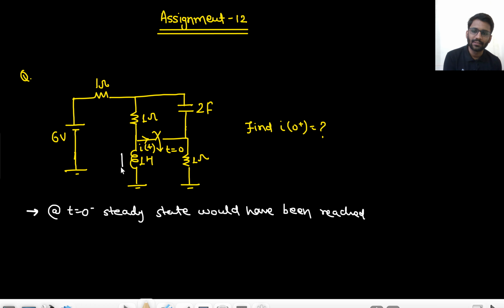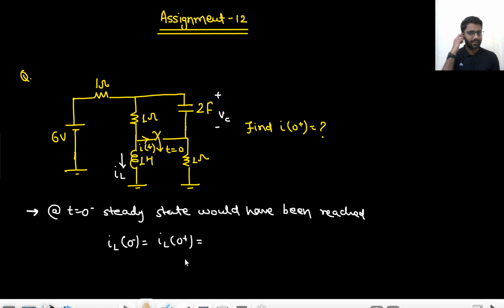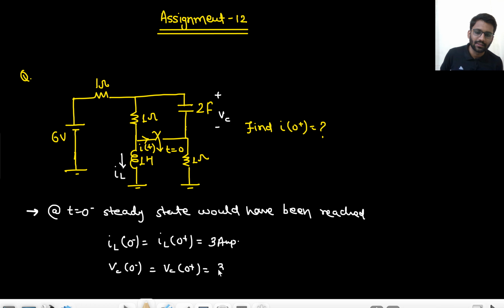Right. So let's just call this current as IL and this as VC. So tell me what will be the value of IL at 0 minus? And the same value will be IL at 0 plus. In case of inductor, we are interested in the current because current is conserved here. Okay. So 6 by 2, that means 3 ampere. Right. And what about VC at 0 minus equals to VC at 0 plus? VC would be 1 by 2 into 6, that means 3 volt.